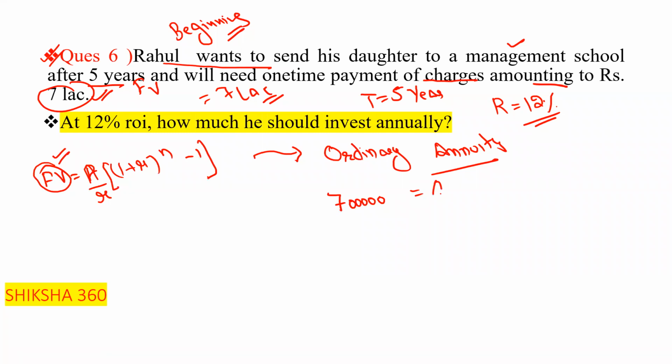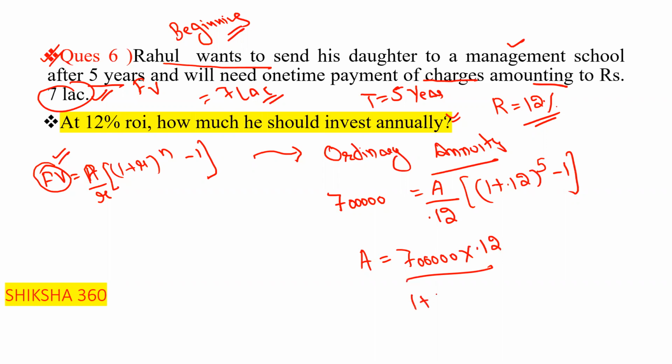We have to find A, and R here is 12%, which is 0.12. We have to invest annually, so A equals 7 lakh into 0.12 upon (1 plus 0.12) power 5 minus 1. Please solve: what is the answer here? 7 lakh into 0.12.